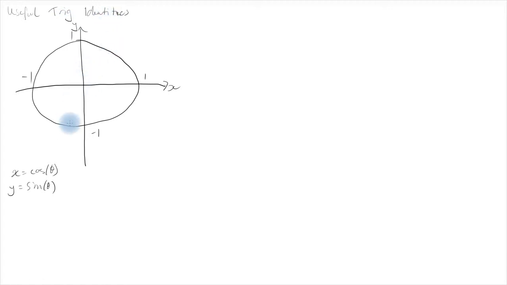I'm going to be explaining two extremely important identities, and the first one is known as the Pythagorean identity. It's extremely important and very, very useful.